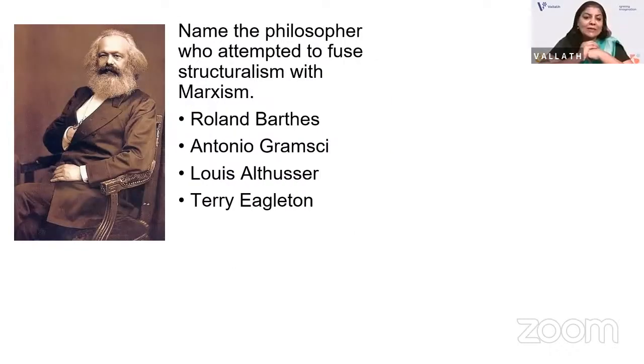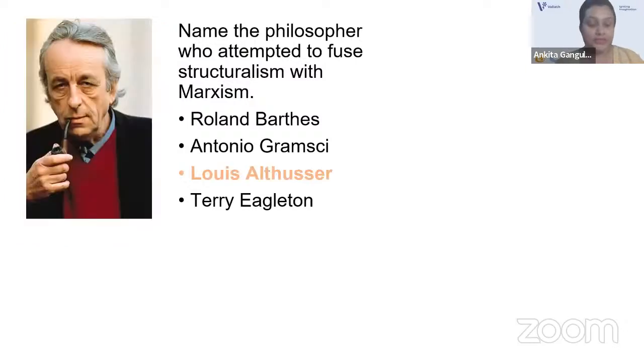Name the philosopher who attempted to fuse structuralism and Marxism. Structuralism and Marxism. Is it Roland Barthes? Is it Antonio Gramsci? Is it Louis Althusser? Is it Terry Eagleton? This man started what is called structural Marxism. Ankita, tell us who it is. Okay. So here the philosopher who tried to fuse structuralism with Marxism, he is Louis Althusser.